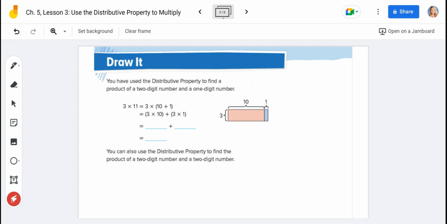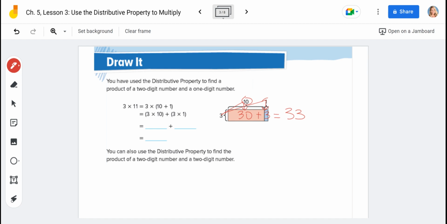After I decompose, I need to multiply 3 times 10. Oops, it's not staying. 3 times 10 equals 30. And then I'm going to multiply 3 times 1 equals 3. So let me write those in the blanks. Give me a red pen. 3 times 10 was 30. 3 times 1 was 3. So I decomposed here, then I multiplied to get each of those. And now I add. And so 3 times 11 is 33.